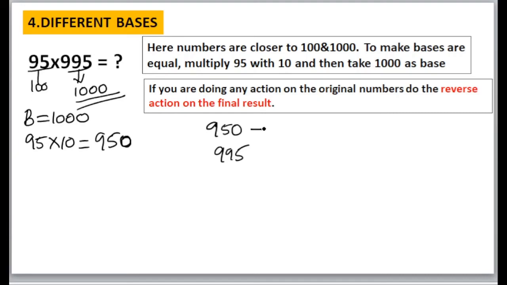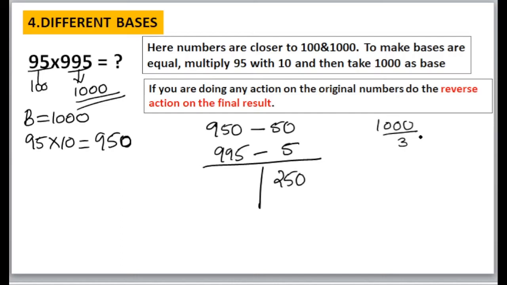950 is 50 less than 1000. Our base is 1000. Then 995 is 5 less than 1000. So in the RHS you have positive because both are negative numbers. 50 into 5 is equal to 250. Our base is 1000. So it has 3 zeros and RHS has 3 digits. So that is okay. Then 950 minus 5 is equal to 945.